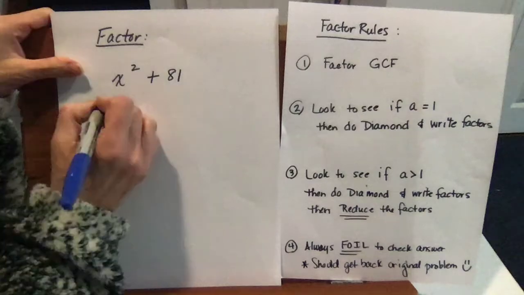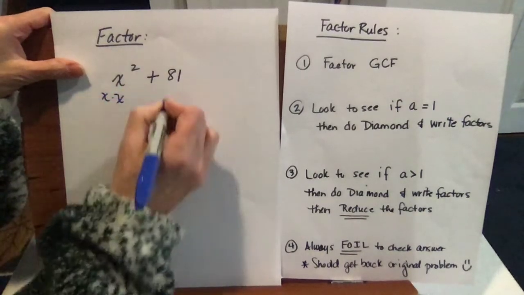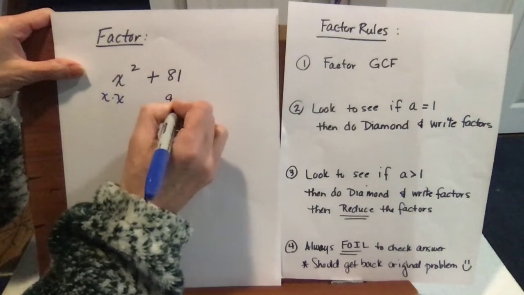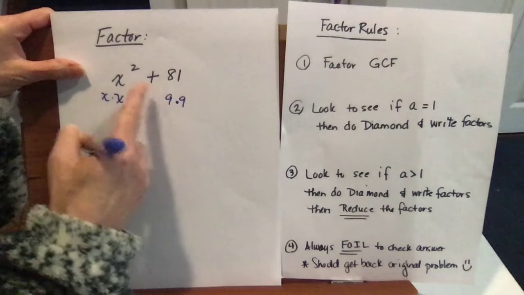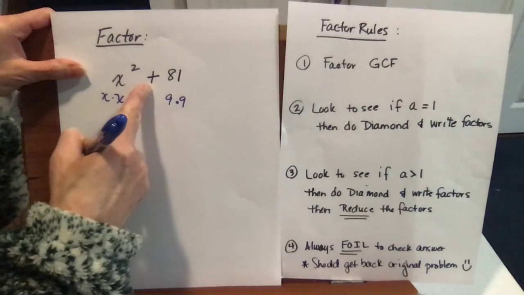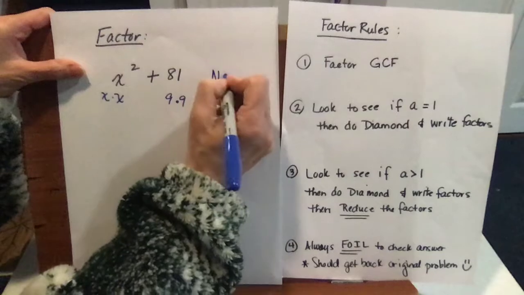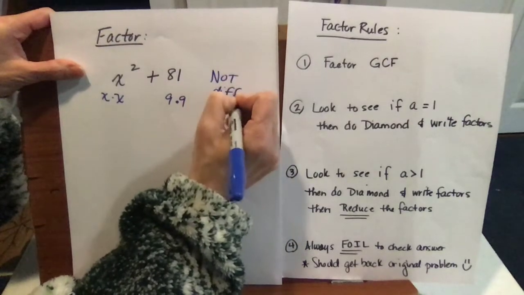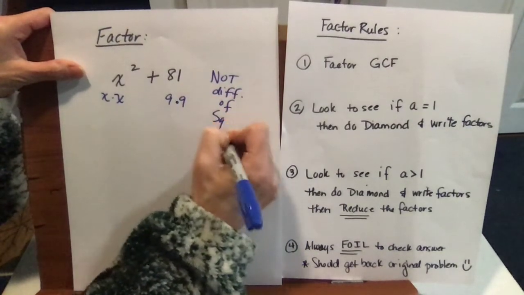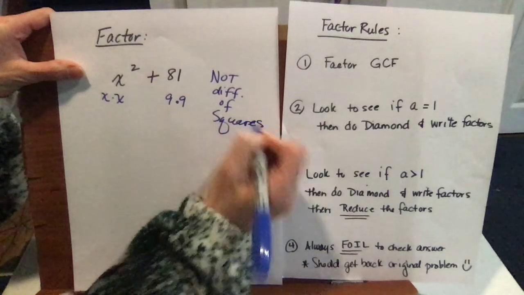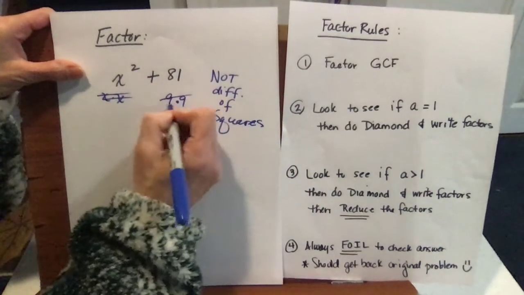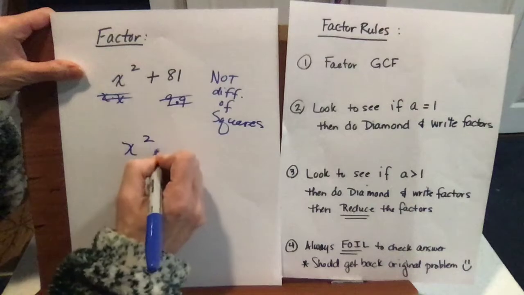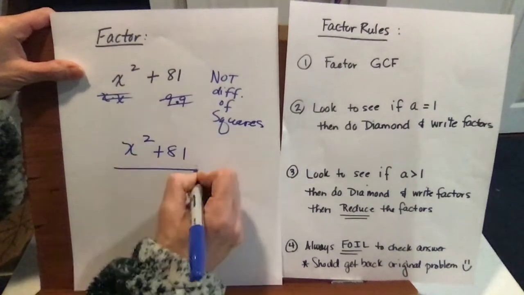We become robots. We say x squared is x and x. All right, 81 is 9 and 9. And then you go to place that minus sign and you realize there is no minus sign. This is not a difference of squares. Difference of squares means they have to be subtracted. This is being added, so none of this will work. So the answer stays as it is, which is x squared plus 81.